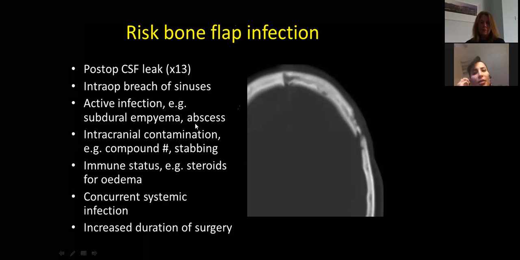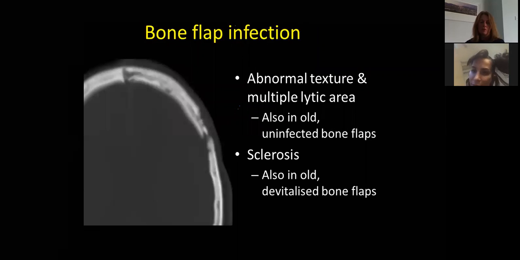Bone flap infection is much more common if you've had an intraoperative CSF leak, if you've breached the sinuses, if you've already got an intracranial infection, if you've already got some sort of contamination, so compound fractures or stabbing, or if you are immunocompromised in some way, for example, if you're on steroids, if you have concurrent systemic infection, and if you're operating for longer, you've got an increased risk of bone flap infection as well.